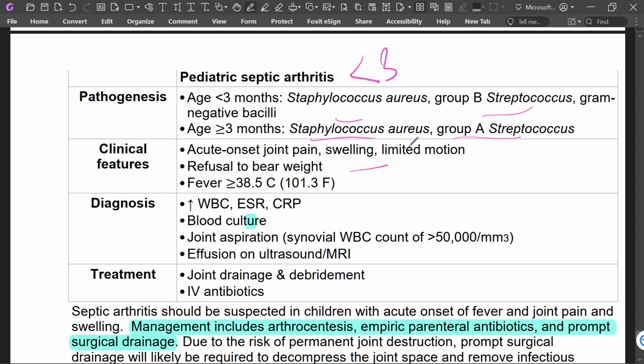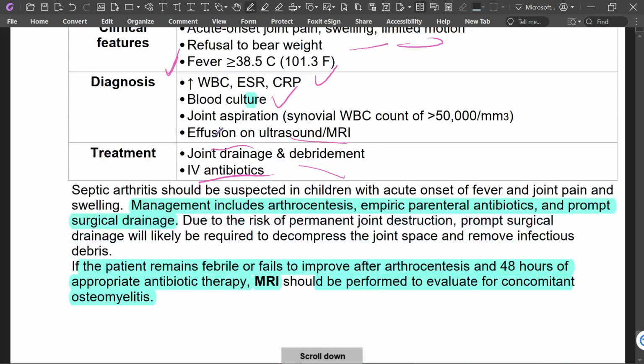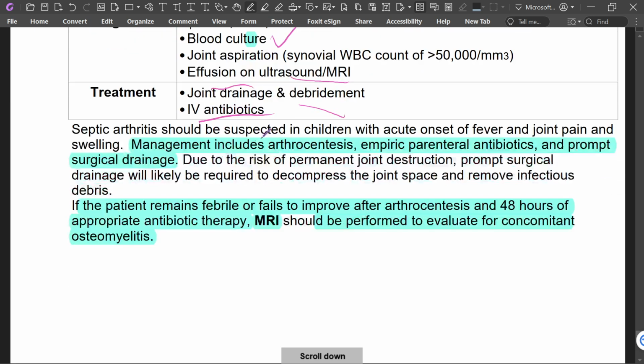Clinical features are acute joint pain, swelling, limited motion, refusal to bear weight, and fever more than 101 Fahrenheit. There may be increased WBC, ESR, and CRP. Workup includes blood culture, joint aspiration, and effusion on ultrasound or MRI. Treatment is joint drainage and debridement, and IV antibiotics.